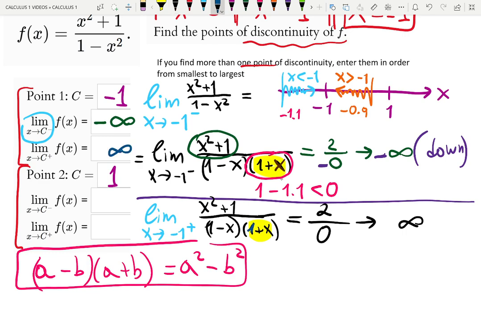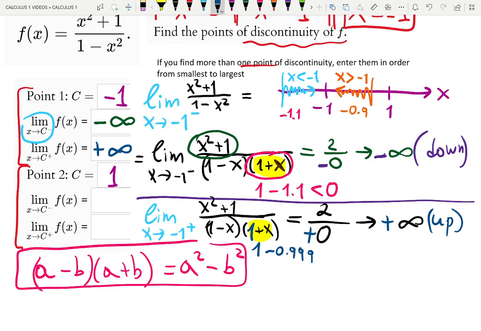Now, 1 added to negative 0.9, or 0.999, or 0.9999, and so on, and that is a positive result. So the answer will be plus infinity, which means the function is going up forever. Plus infinity. Or you can just type infinity.